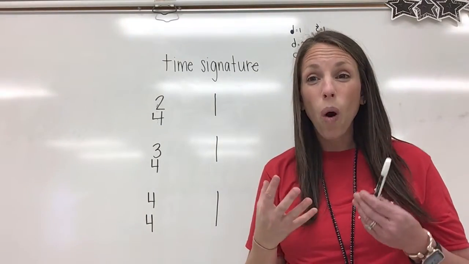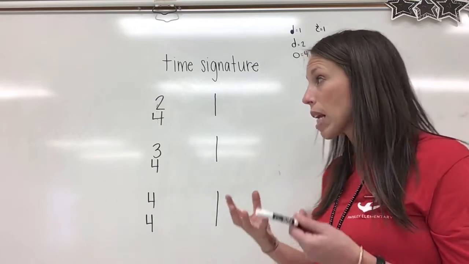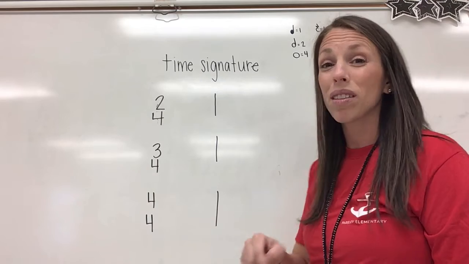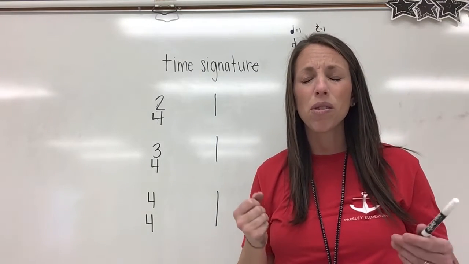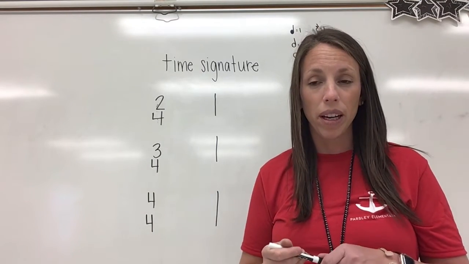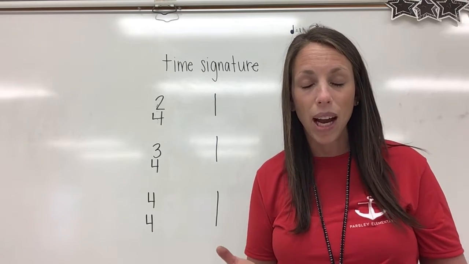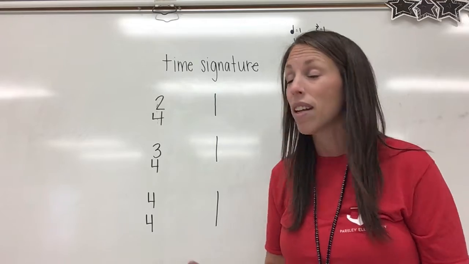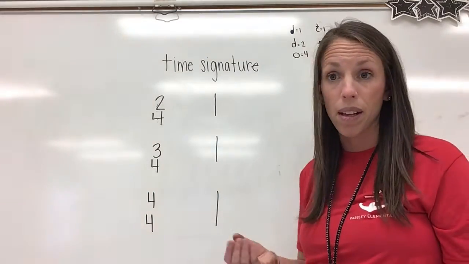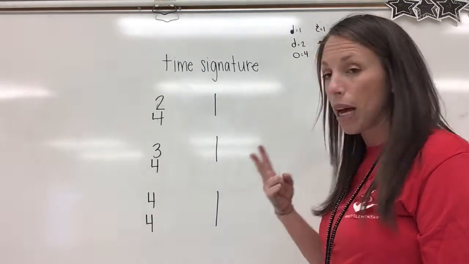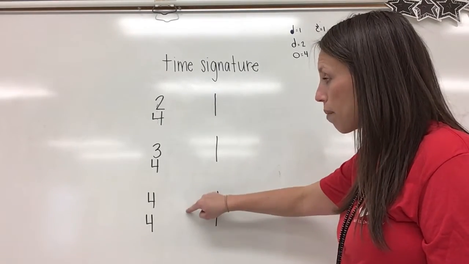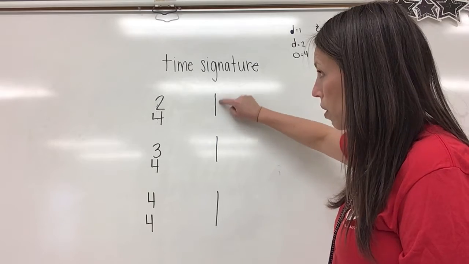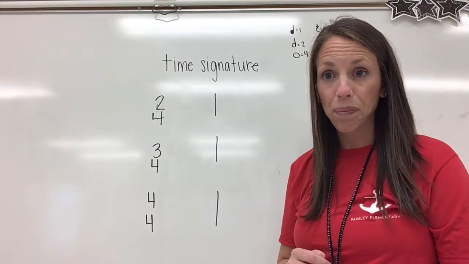Remember, you can only have as many beats in a measure as the top number tells you. That top number is so important. And I think you've heard me say that many times in this lesson. That's because it's so important. So again, for your assignment, you are going to compose 2 measures for each of these time signatures. Please separate your measures using a bar line.